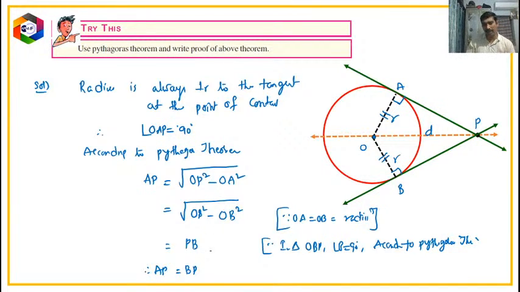Even we can use just these two steps: OP square minus OB square, in this triangle, which is equal to PB. Therefore AP is equal to PB. Therefore, from the external point to the circle, the tangent lengths are equal. Previously we completed this by making use of the RHS congruency theorem, the theoretical part. Now we did the same proof by making use of the Pythagoras theorem. I hope it is clear. Once again the statement is: from the external point to the circle, two tangents can be drawn, and those two tangents' lengths will be equal.